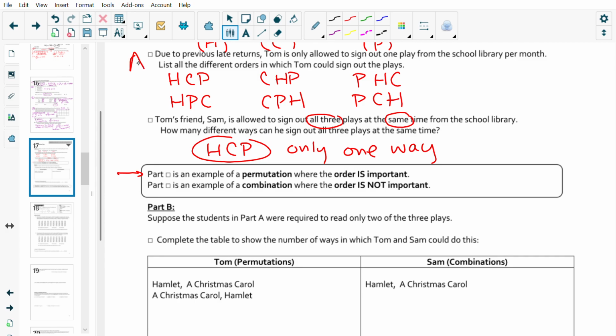Part A is an example of a permutation where order is important. All these 6 orders are important, which order you sign them out in. Part B is an example of a combination, so only one way, where order is not important.